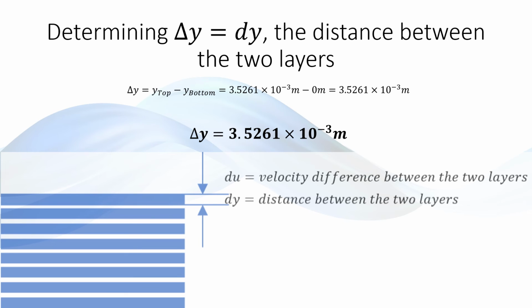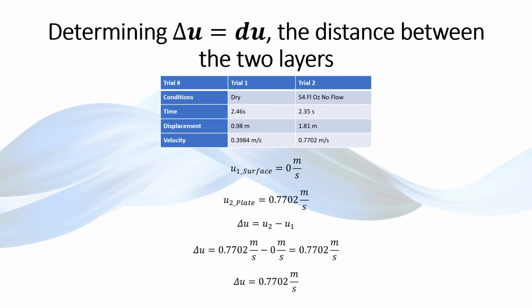Since the velocity gradient is assumed to be constant, dy can be approximated as delta y. To make calculations easy, let's set the initial y value to be the surface layer and start at 0. So delta y is just y, and we end up with the same value right here. The velocity was calculated and tabulated from the results, and since we are applying our calculations in a static flow, we use the velocity of water and the plate from the second trial, which is 0.7702 meters per second.